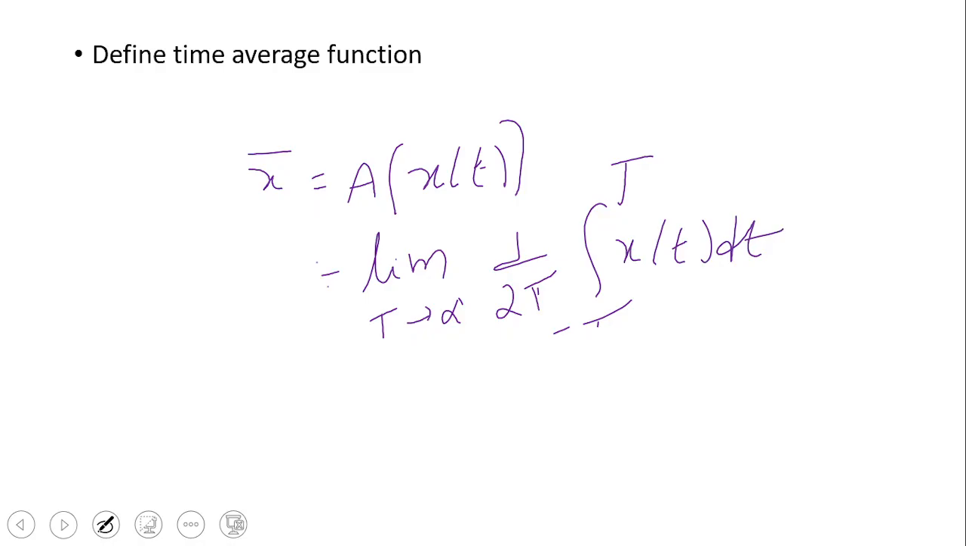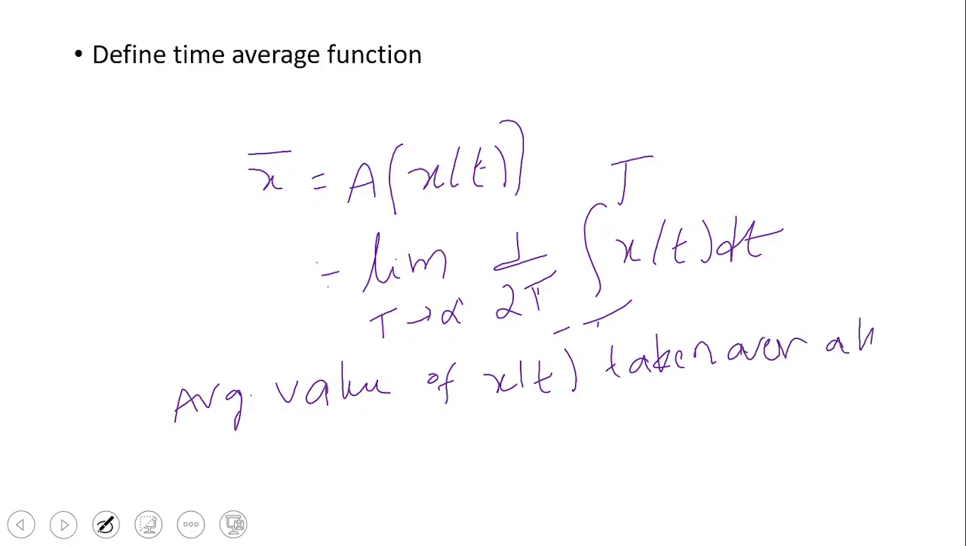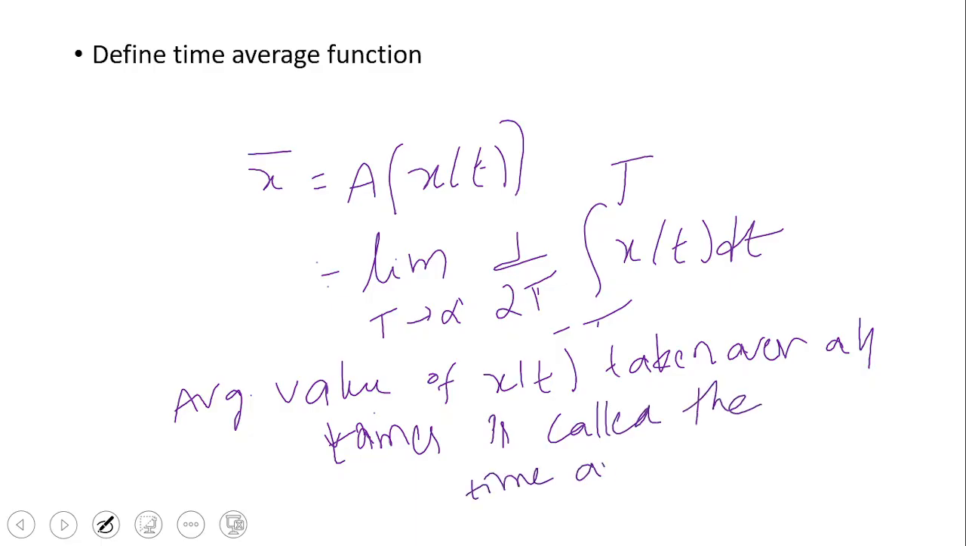The average value of x of t taken over all times is called the time average of x of t. It is also called the mean of x of t.